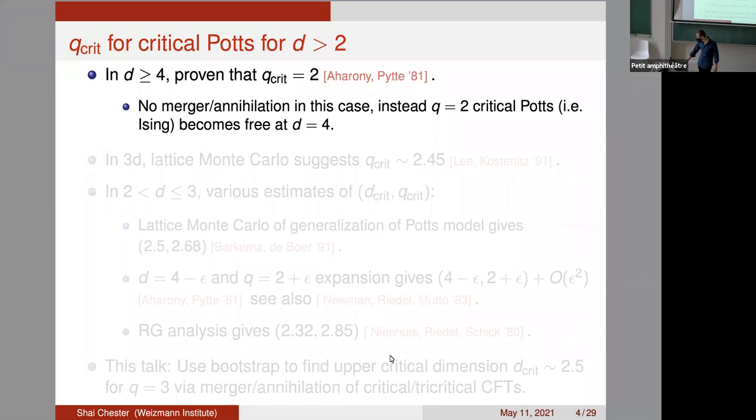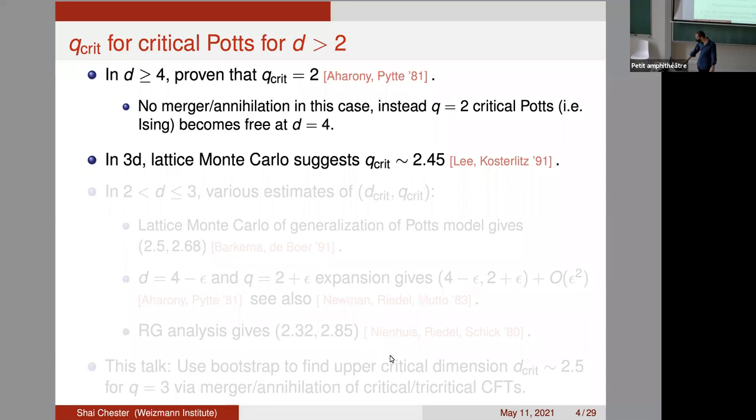Now going below D equals 4, in 3D, there are lattice Monte Carlo studies which suggest that the largest value of Q such that you have a CFT is around 2.45. Here I'm quoting one lattice Monte Carlo study, but of course there have been many over the years. This is just one of the more prominent. Combined with the experimental fact from before, this suggests that there probably isn't a CFT in three dimensions for the Q equals 3 Potts model. Of course, there's the Q equals 2 Potts model, that's the Ising model, but not for Q equals 3.